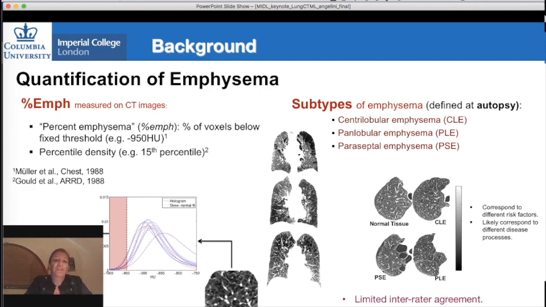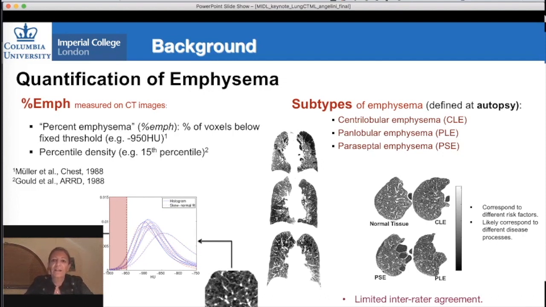So quantification of emphysema has been done for years by clinicians, using a very simple approach based on the histogram of the scans, and they typically would use thresholding at a fixed value, for example, minus 950 Hounsfield unit, to compute what we call percentage emphysema, which is the percentage of lung that is below this threshold value. Sometimes people also use things a little bit more sophisticated, like percentile density, to define the threshold based on the individual CT scan.